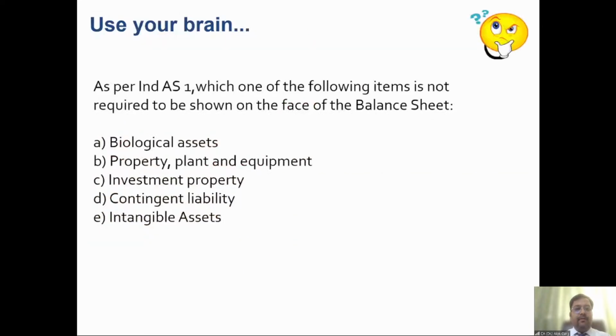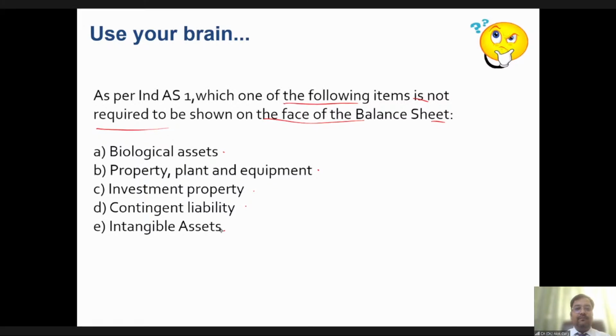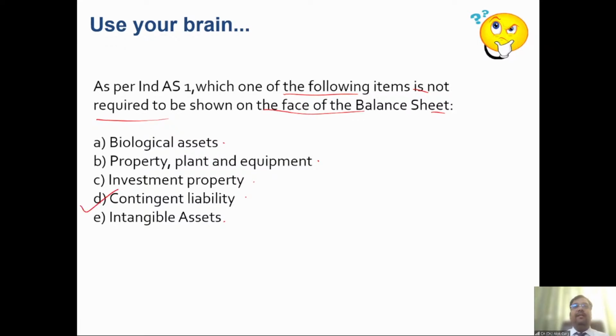Clear. So as per Ind AS 1, which one of the following items is not required to be shown on the face of the balance sheet? Biological asset, property, plant and equipment, investment property, contingent liability, intangible asset. Tell me which is the right answer. Tell me, friends, what is the right answer? Great. Contingent liability, it is an off balance sheet item.